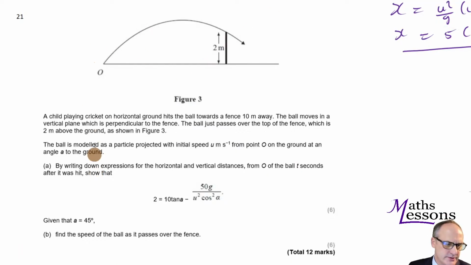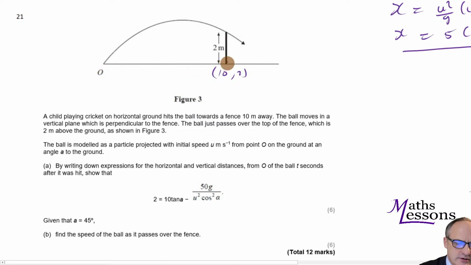Right, here we go. So we've got a child playing cricket on horizontal ground, who hits the ball towards a fence 10 meters away. The ball moves in the vertical plane, which is perpendicular to the fence. The ball passes just over the top of the fence, which is 2 meters high. When it says it just passes over the top, you can assume that basically the ball goes through the point 10, 2. Okay, if you go 10 along and 2 up. And you can use that in the rest of the question.